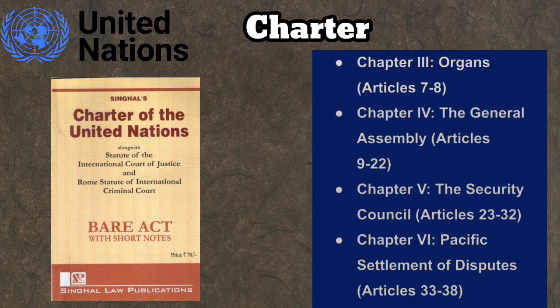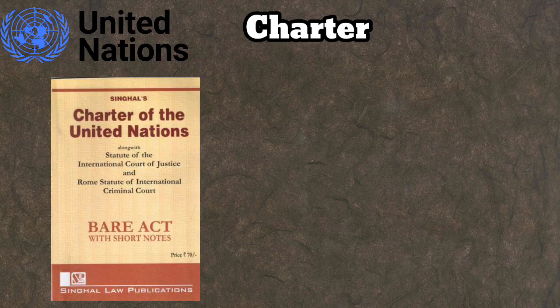Chapter 3. Organs, Articles 7 to 8. Chapter 4. The General Assembly, Articles 9 to 22. Chapter 5. The Security Council, Articles 23 to 32. Chapter 6. Pacific Settlement of Disputes, Articles 33 to 38.